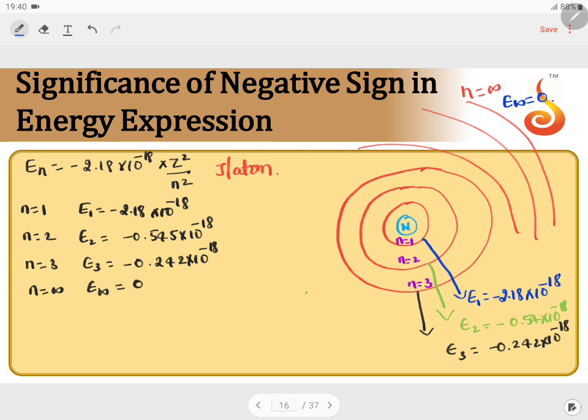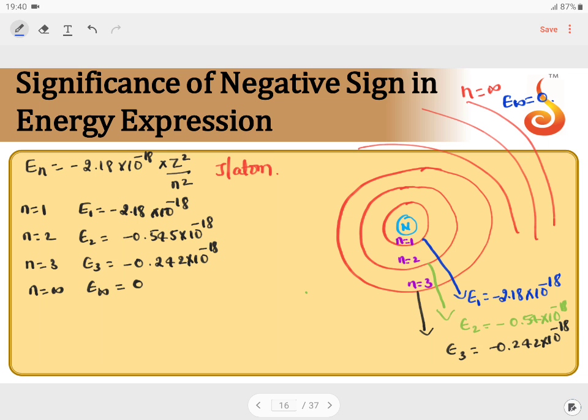Now, for all n values, we are going to get a negative answer for a given energy of a stationary state. For all n values, energy value will be negative. If I substitute n is equal to infinity, there we get E is equal to 0.